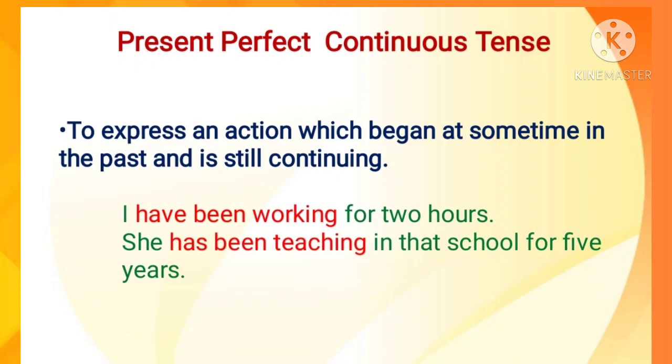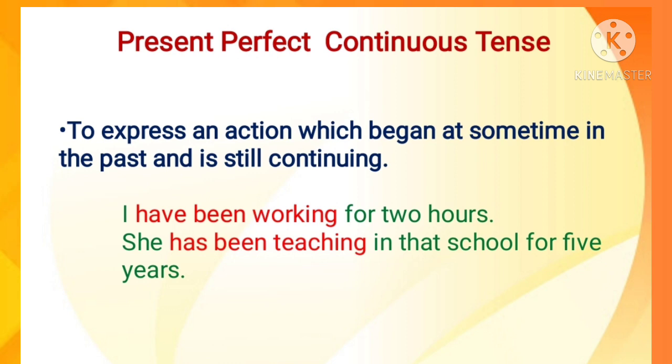Now the last one, present perfect continuous tense. Present perfect continuous tense is used to express an action which began at some time in the past and is still continuing. Let us look at the examples. I have been working for 2 hours. Here, the action working, I have been working, that action began at some time in the past and at the time of speaking it is still continuing.